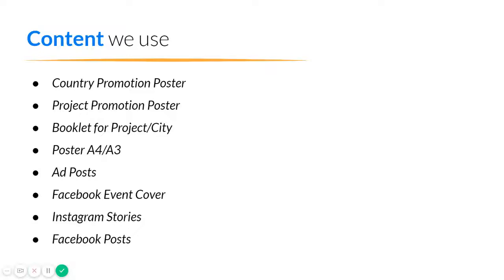Next is ad posts. Ads are something the MC probably takes care of, but ad posts are something we can also make. Moving on, there is the Facebook event cover. These are of a different dimension. The idea is to catch the attention of whoever is looking for events. And there are Instagram stories that you guys can make, and also the very old Facebook posts. So these are the types of content that we use.